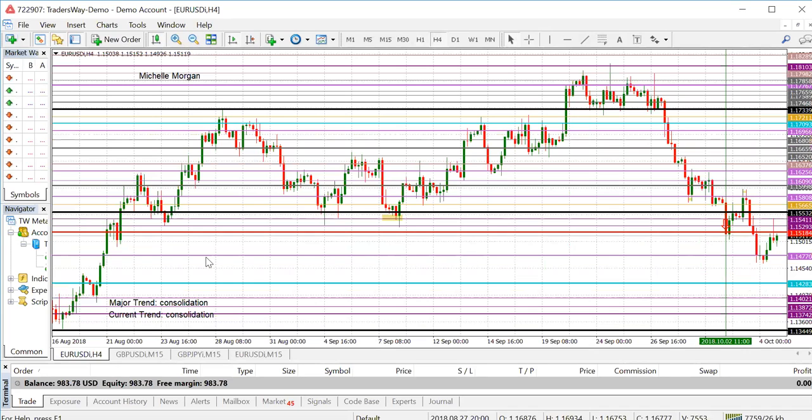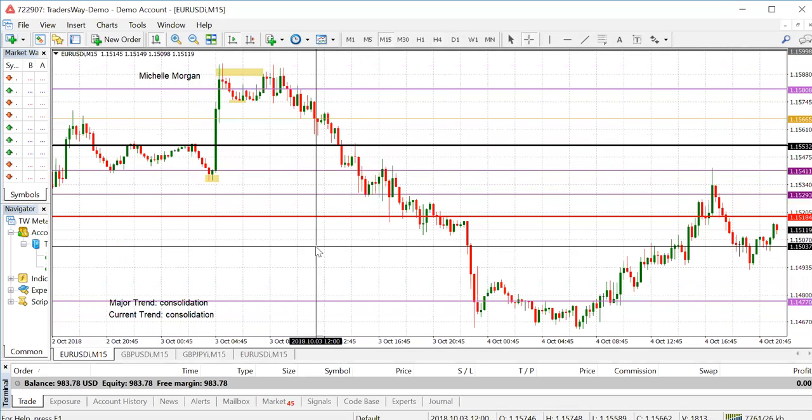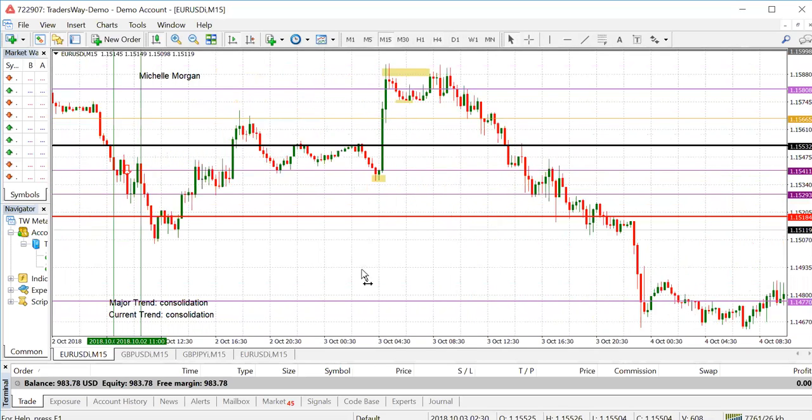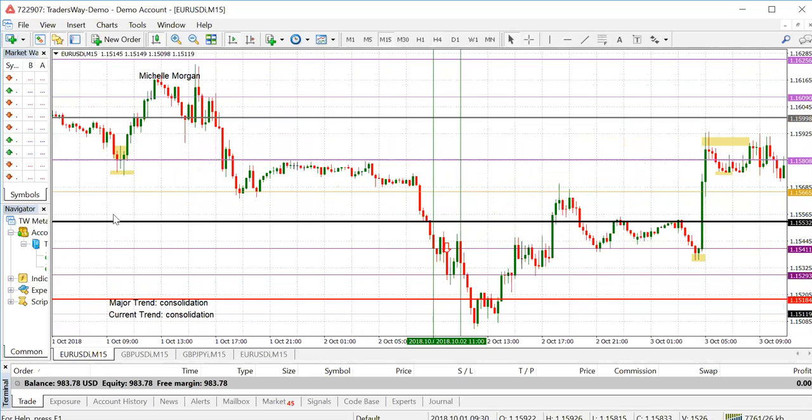So I'll zoom out and I can see here that price action has been between these two support and resistance lines on August 21st. So then I go to my 15-minute chart, and basically I'm going to go back to August 21st.